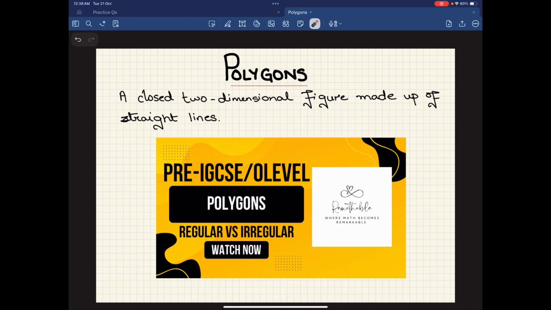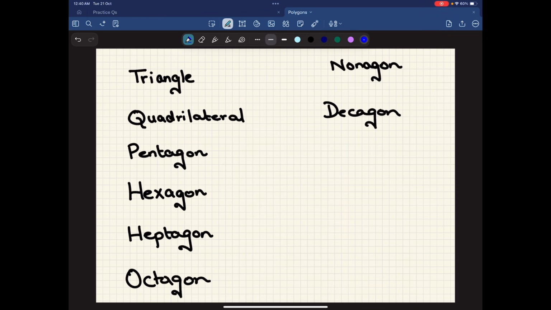But for those who did watch it, let's do a super quick recap before we dive into angles. So remember, polygons are closed shapes made of straight lines, and each one has a different number of sides, right? So a polygon is a two-dimensional figure made up of straight lines. So as already stated, different polygons have different numbers of sides.